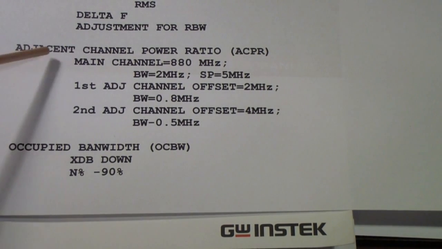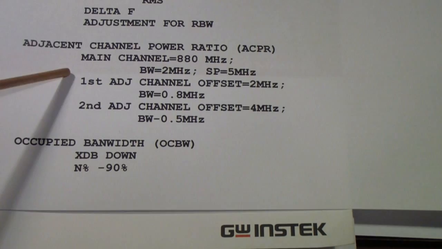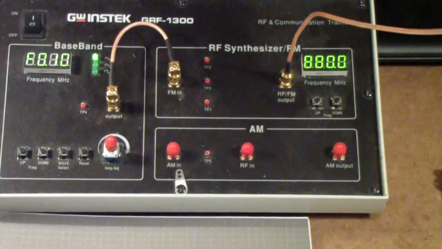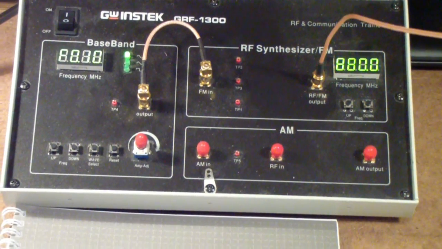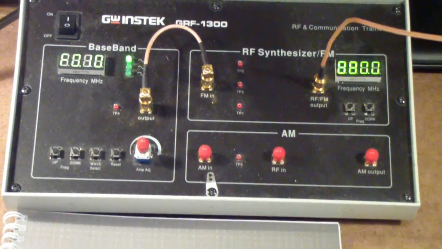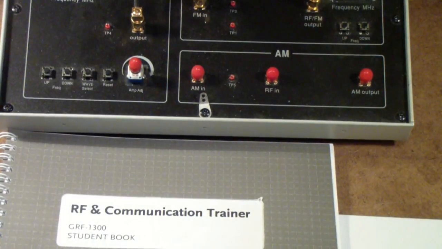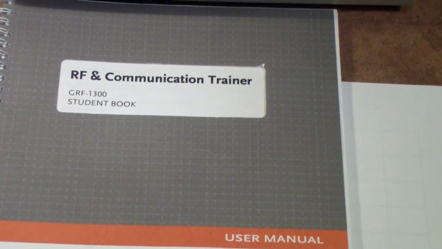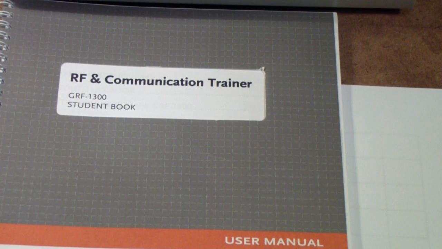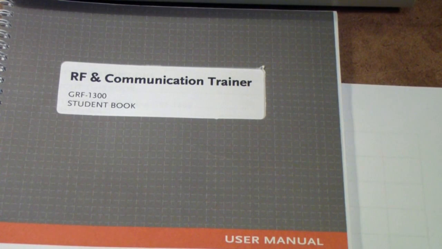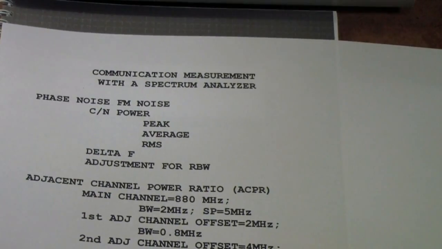So what we're now going to do is we're going to do an adjacent channel power ratio measurement. Once again, we're going to use the trainer that you can purchase from Instek. And once again, the experiment is detailed in some depth with this RF and communication trainer manual, which you can download from the Instek website. So here is what we're going to do.